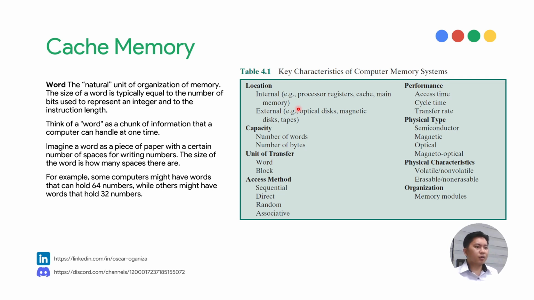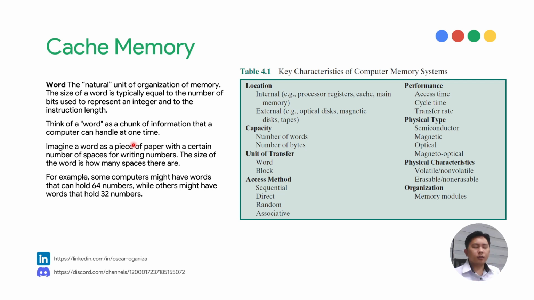So in cache memory, we have capacity: the number of words and the number of bytes. Ano ba yung word? Word basically is the natural unit of organization of memory. The size of a word is typically equal to the number of bits used to represent an integer and to the instruction length. Okay?